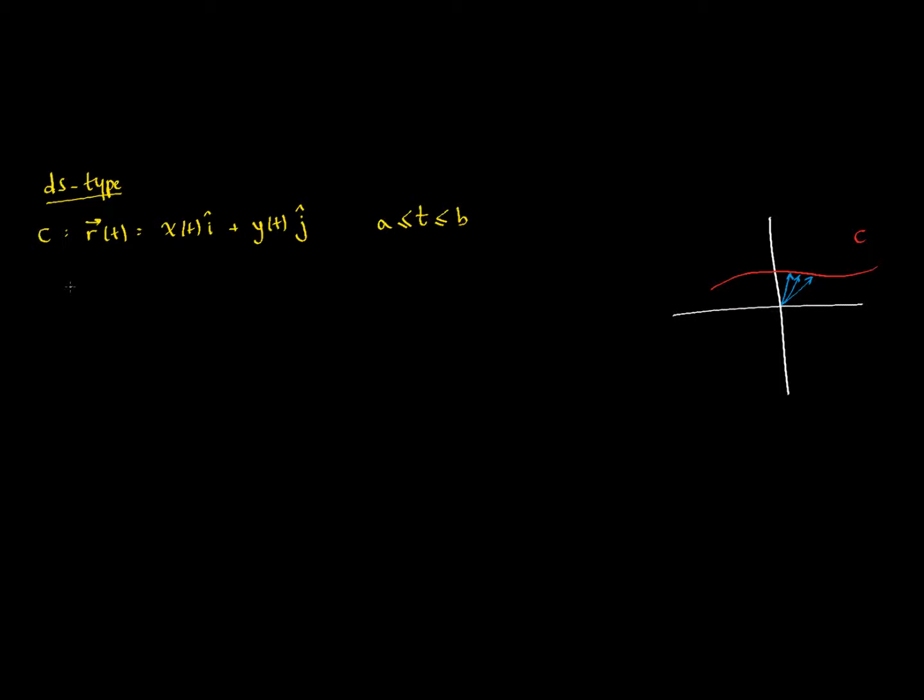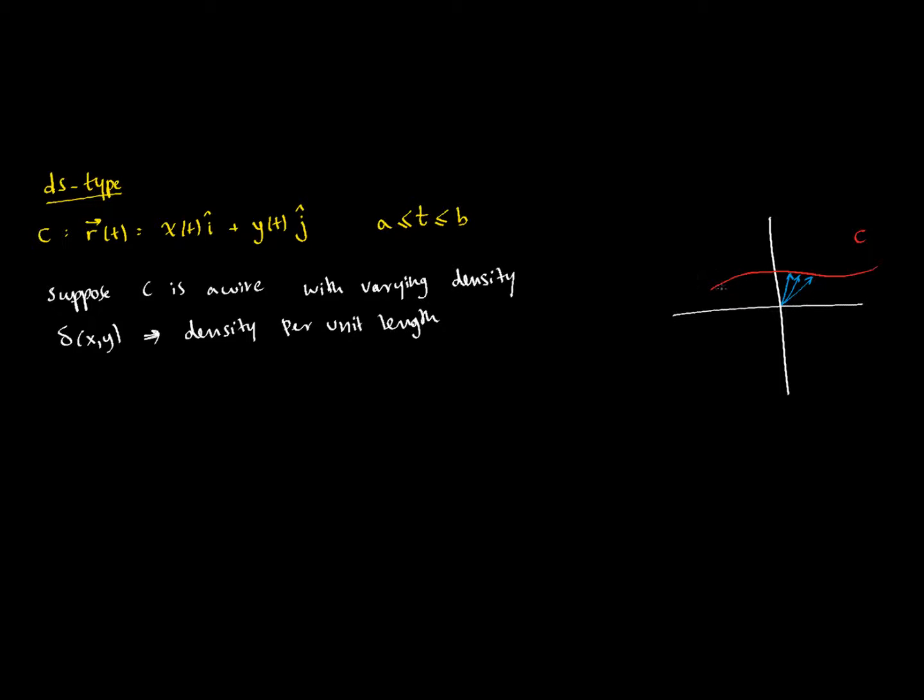Now suppose C is a wire with varying density. And the density depends on the location. This is density per unit length. So depending on where you are in the plane, the density of the wire changes. And you want to find the mass of the wire.